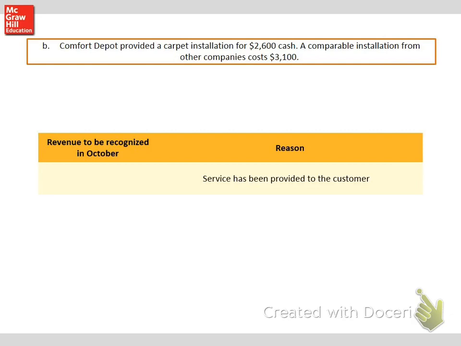We provided carpet installation. A comparable company would have. So they did installation. The company did installation for $2,600 cash. So what did they get? They got cash. Okay. And then they had revenue. So it is revenue. So it would be debit to cash and credit to revenue.